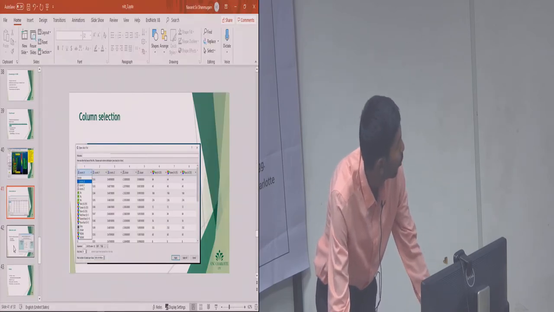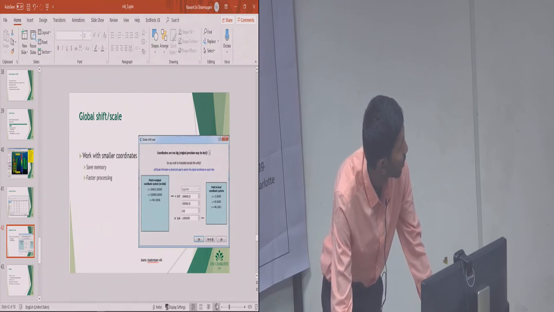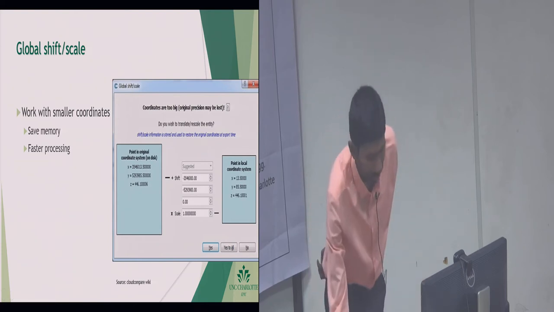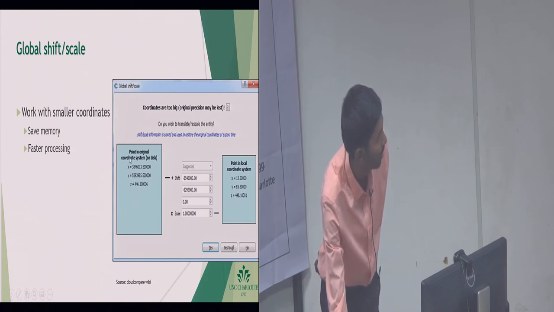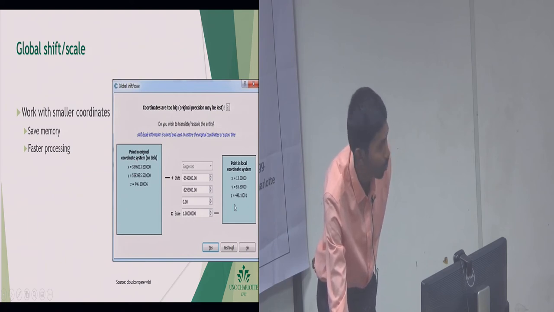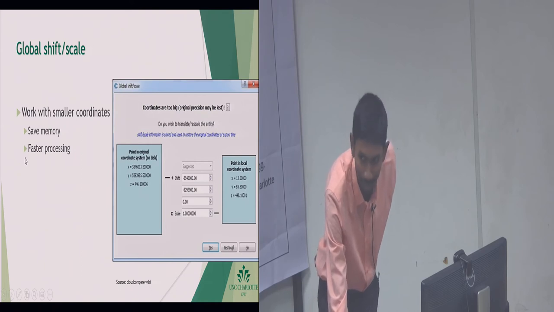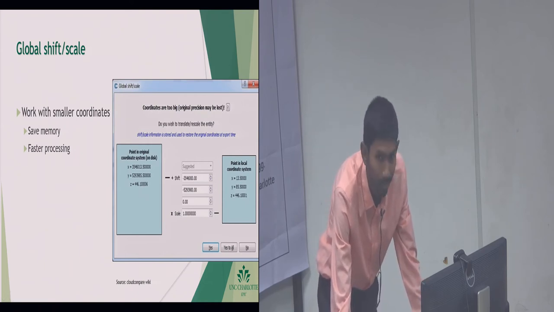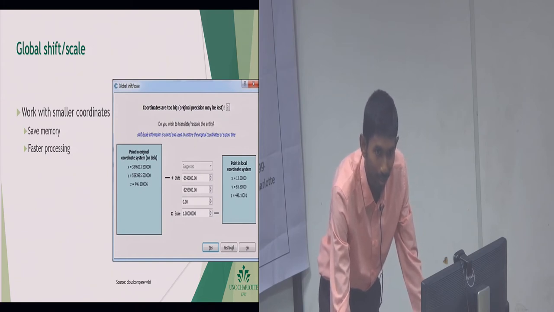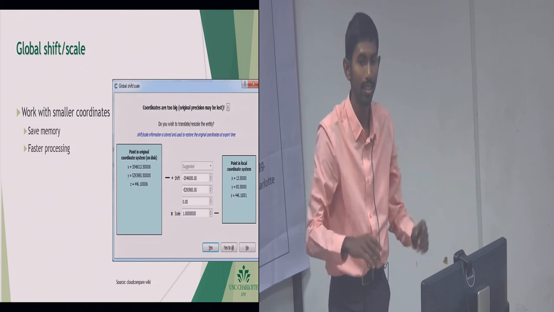If the coordinates are very big, then you may get this screen, global shift and scale. In this example, they have X coordinate as this big of a number and Y coordinate as this. Cloud Compare would automatically suggest you to shift the coordinates so that we work with smaller numbers. The advantages are that it saves memory and gives faster processing. It will not affect the relative positions. So do we need to multiply that for context? No, it is just translating. If you want to scale, you could also scale.